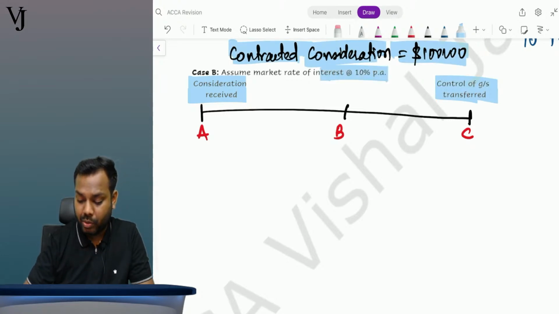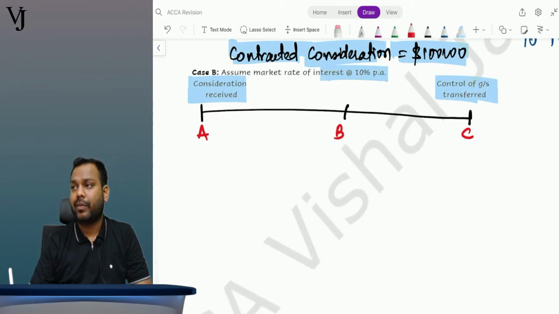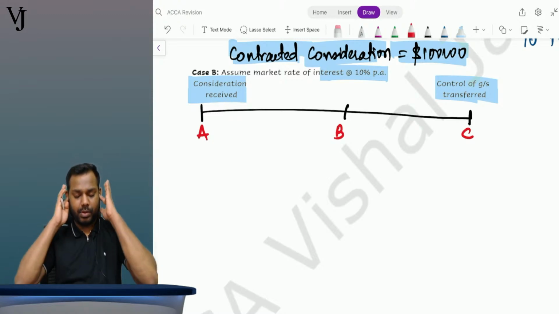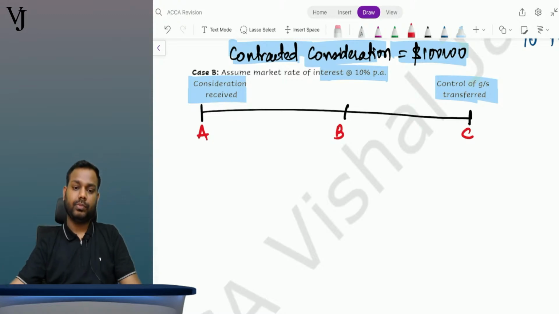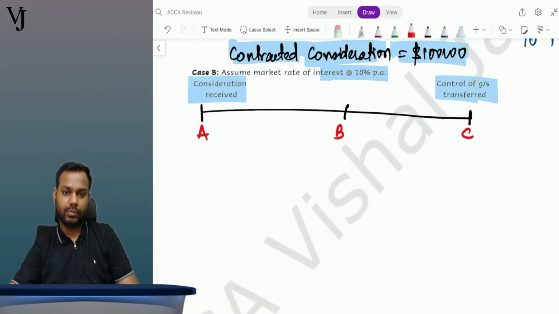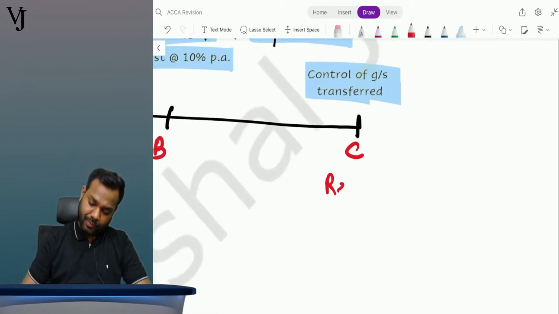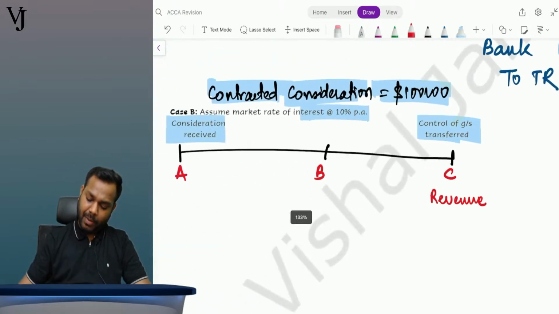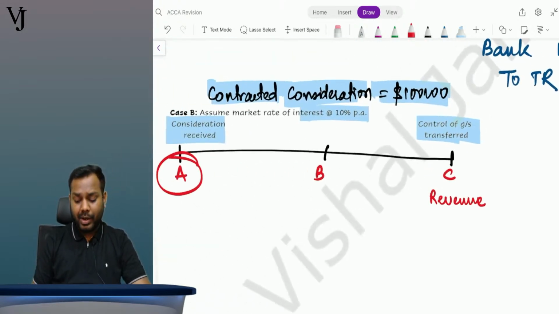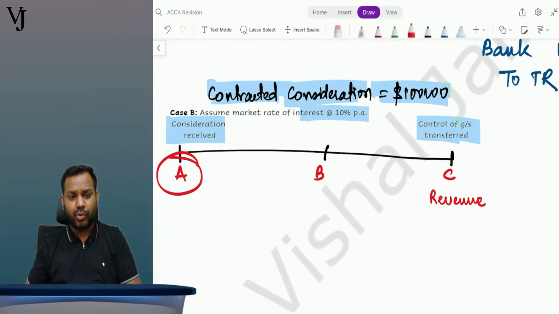Now tell me, which date do you think I will recognize revenue? A, B or C? C. Very good. So I will recognize revenue here, but I have received the consideration here. Even if I receive the consideration here, will I recognize it as revenue? No, it is called advance.